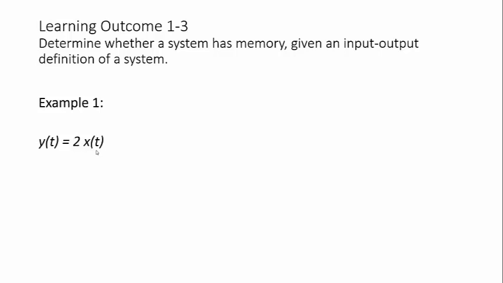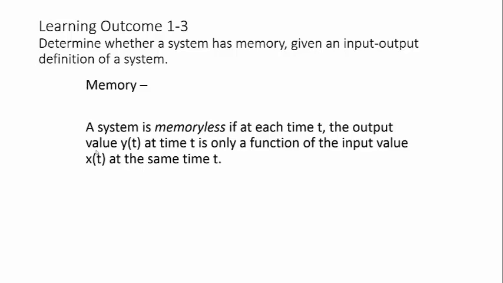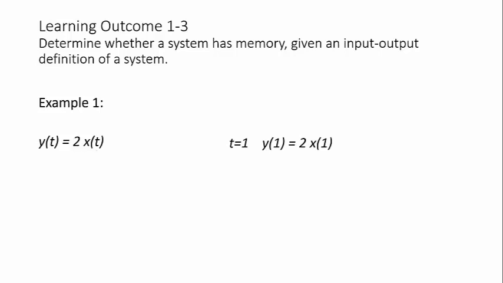Now let's go back to the definition of memory. A system is memoryless if at each time t, the output value, y of t, at time t is only a function of the input value, x of t, at the same time t. So let's consider a time t is 1. We substitute that value in for both places. Y of 1 is 2x of 1. It's occurring at the same time here as it's occurring here.